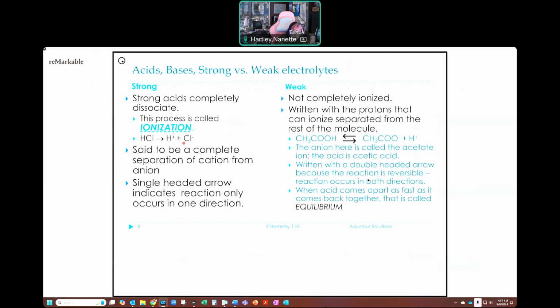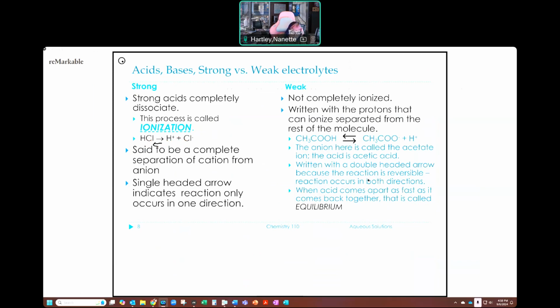We never write this as a two-headed arrow where the H plus and the Cl minus come back to be HCl. That does not happen. It always goes into water and becomes H plus and Cl minus. That's it. It's said to be a complete separation of the cation from the anion. That single-headed arrow indicates the reaction only occurs in one direction.